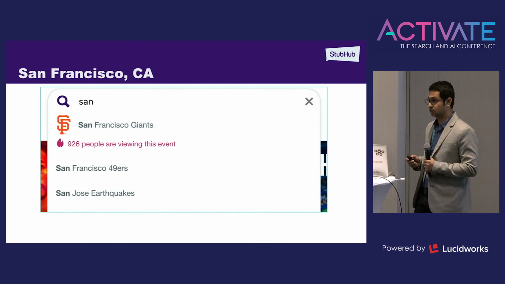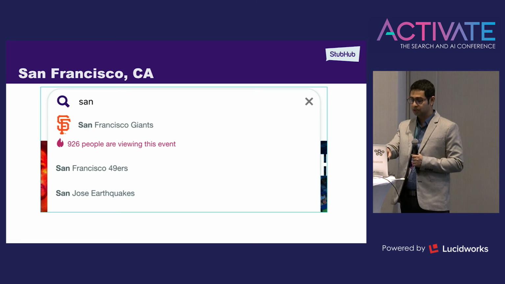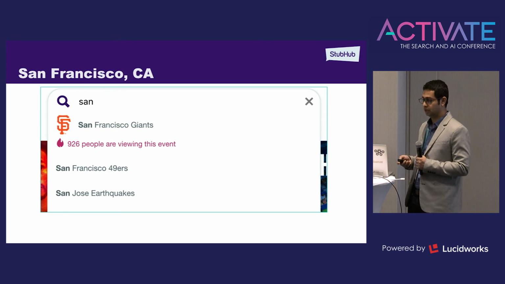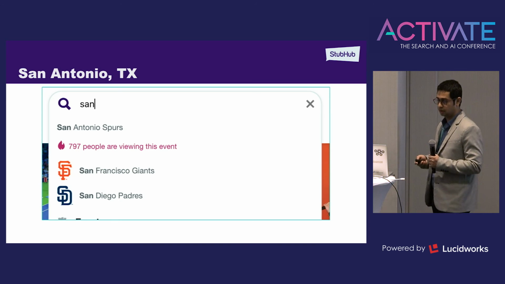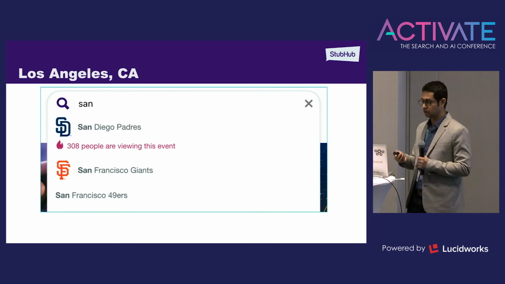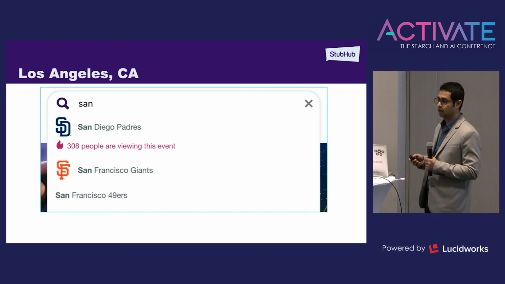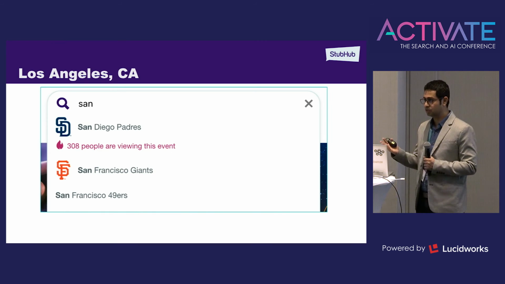So these are a few examples of how we are ranking based on this model. If your location is San Francisco and you type in "San", you'll see San Francisco Giants. If you're in San Antonio, Texas, and you type in "San", you'll see San Antonio Spurs. And if you're in Los Angeles and you type in "San", you'll see San Diego Padres. So it handles these cases very well. In these examples I was only able to demonstrate change in one dimension, that is location, but with time, when things change, you'll also see different results.